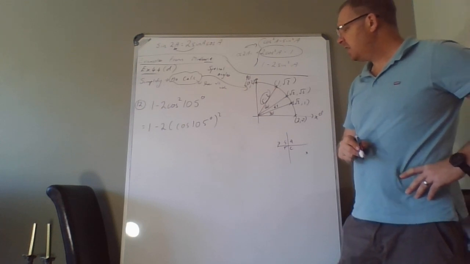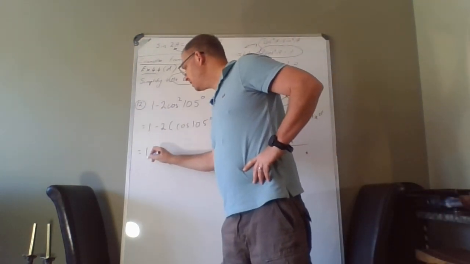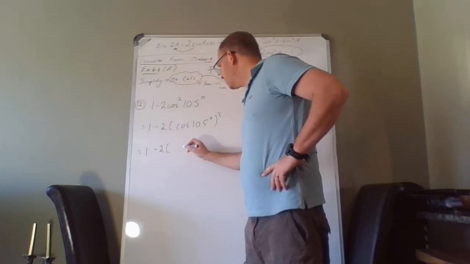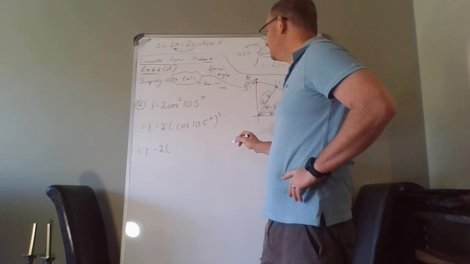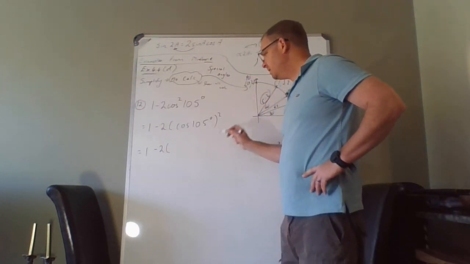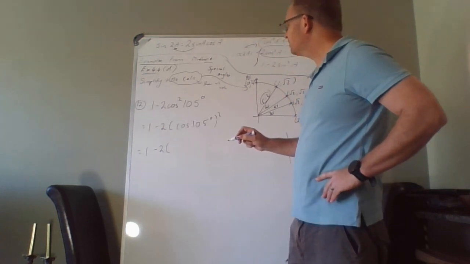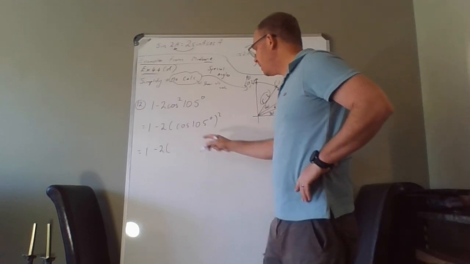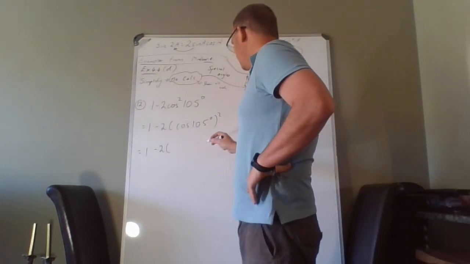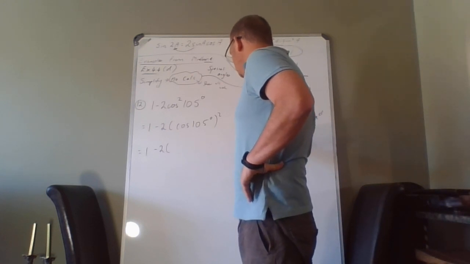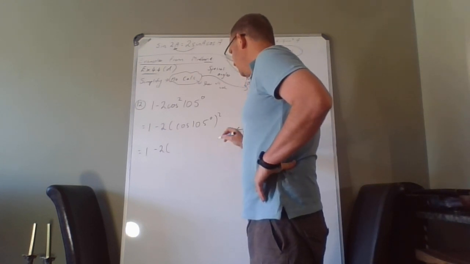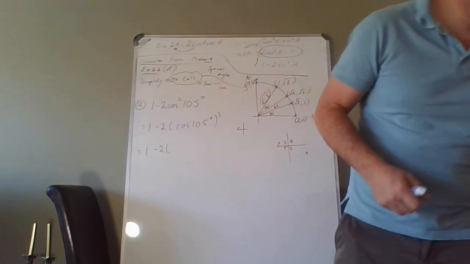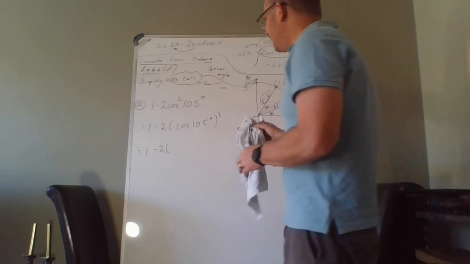Okay, so now I end up with 1 minus 2 cos 105 degrees. Okay, feeling a bit nervous, I don't know why, but just something bothering me. Did I write the question down correctly? Yeah, I did, so it must be fine. So 1 minus 2 cos 105, I'm in quadrant 2. Okay, in quadrant 2.